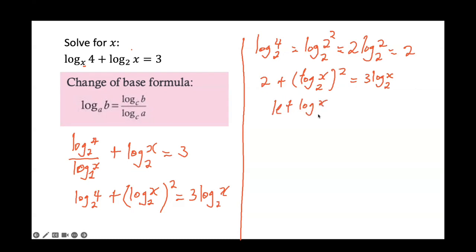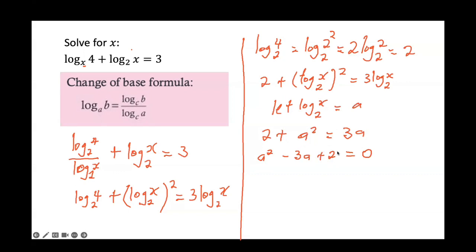So we can say that let logarithm of x to base 2 be equal to a new variable, let's say a. So it means that this equation now becomes 2 plus a squared equal to 3a, because we said let log x base 2 be equal to a. So we can rearrange this to take the form of a quadratic equation, and this becomes a squared minus 3a plus 2 equal to 0 when we bring all the terms to one side.